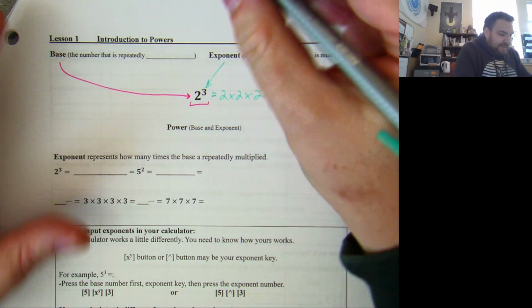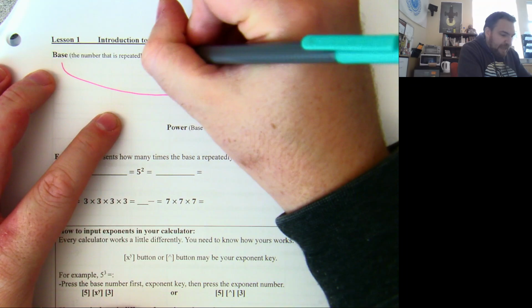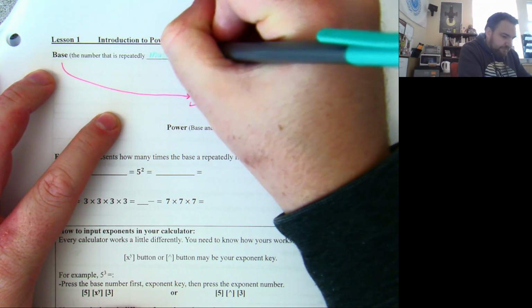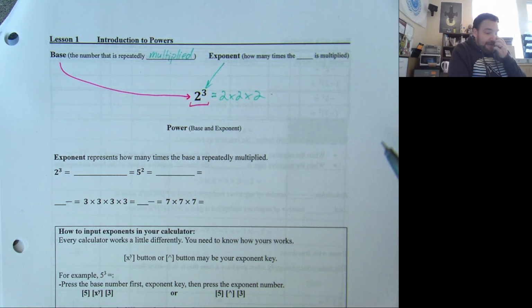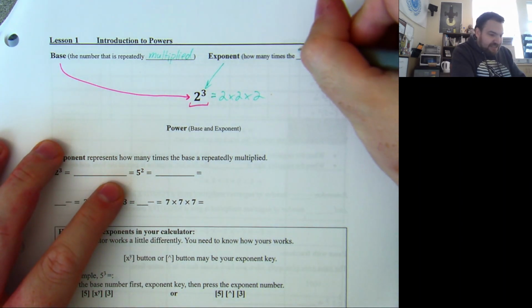So the base is the number that is repeatedly multiplied. And the exponent is how many times the base is multiplied.